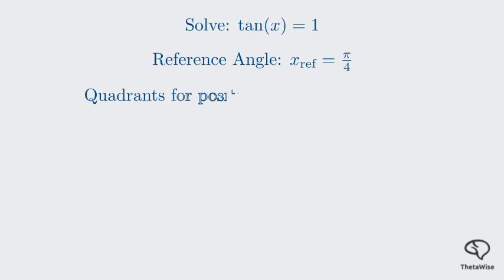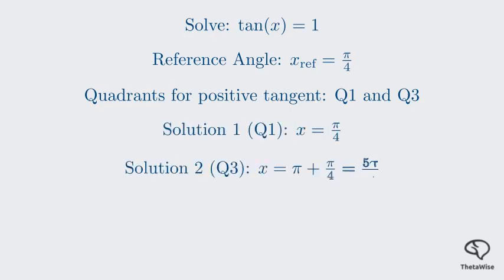Let's do one more. Solve tangent of x equals 1. Reference angle. What angle has a tangent of 1? That's 45 degrees, or pi/4. Quadrants. Tangent is positive in quadrant I and quadrant 3. In quadrant I, the solution is pi/4. In quadrant 3, the solution is pi plus pi/4, which is 5 pi/4. The solutions are pi/4 and 5 pi/4.